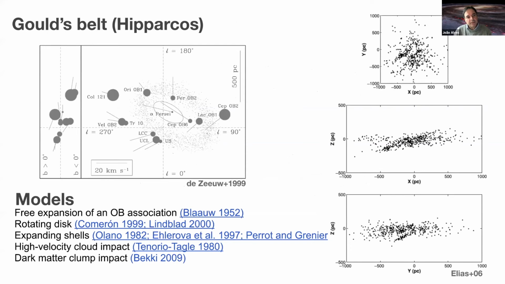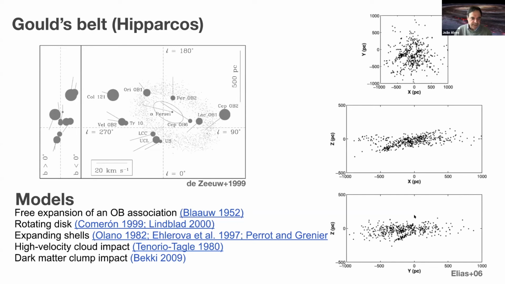This idea of Gould's belt was then crystallized by the Hipparcos mission and by the work of Tim de Zeeuw and others, where it became very apparent that there is some kind of special distribution of not only star-forming regions and young stars, but also dust. This is perhaps best visualized here on the right. This is the distribution in Cartesian coordinates, with the galactic center always in that direction, the direction of motion in that direction, and this is Z. This is the OB stars from Hipparcos. You see there's some kind of structure here. It looks like it could be a ring that's inclined about 20 degrees from the plane.